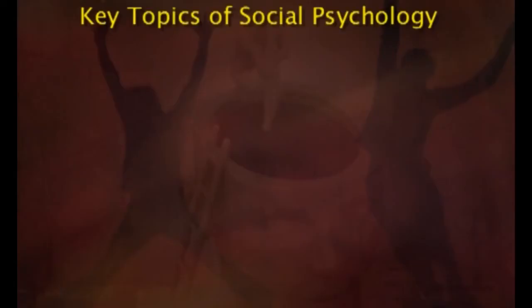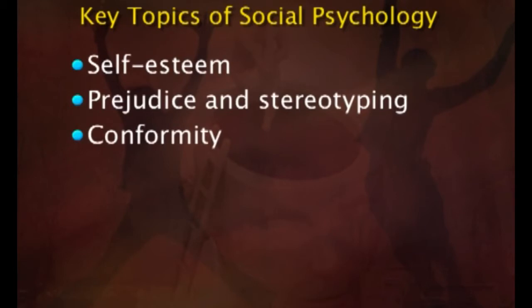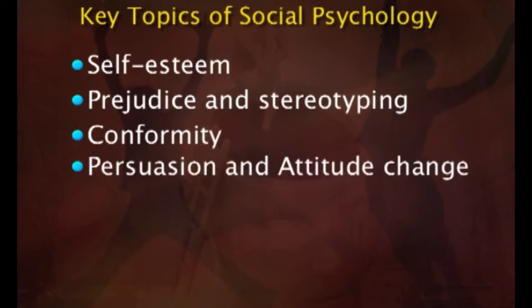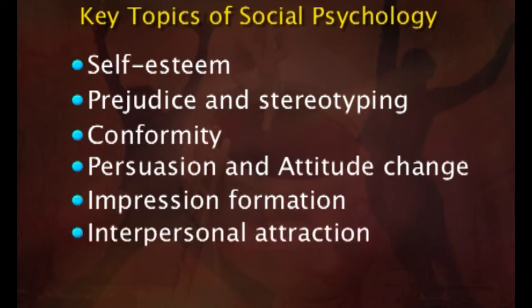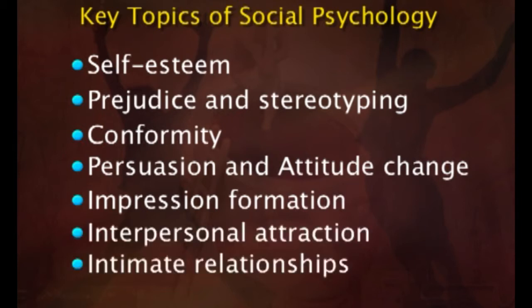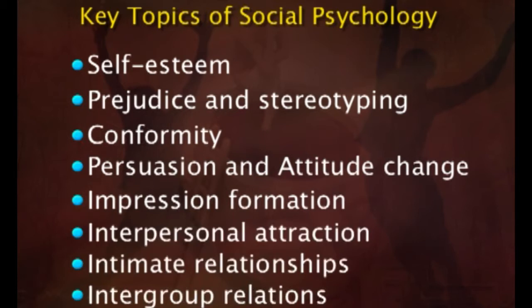During the 1950s and 60s, social psychology grew and flourished, moving towards an integrated theoretical understanding of social and cognitive processes. Furthermore, social psychological research and theory was applied to important practical problems. Research contributions during this period laid the foundation of key topics within social psychology such as self-esteem, prejudice and stereotyping, conformity, persuasion and attitude change, impression formation, interpersonal attraction, intimate relationships, and intergroup relations.